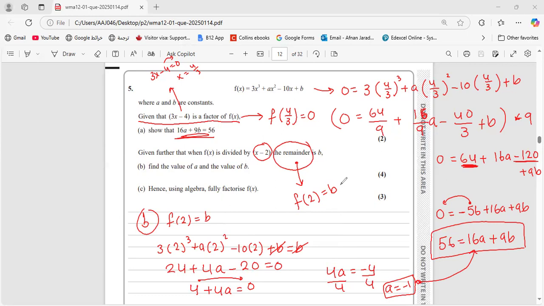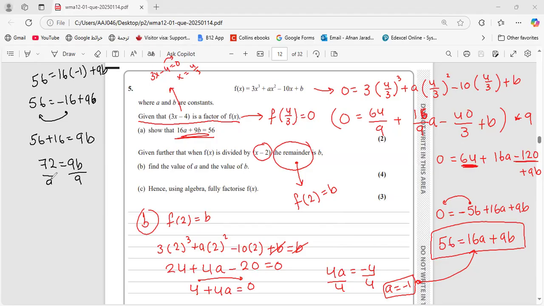So to find b, 56 equals 16 multiplied by negative 1 plus 9b. So 56 equals minus 16 plus 9b. Take negative 16 to the side: 56 plus 16 equals 9b. Dividing by 9, 72 equals 9b, so b equals 8. A equals negative 1 and b equals 8.